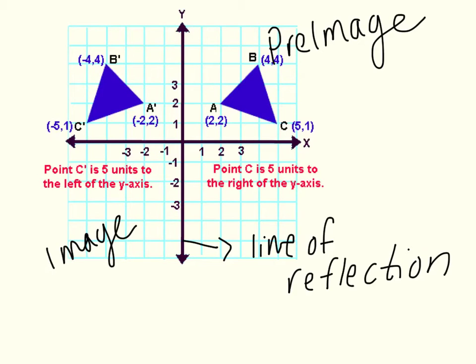Also take note that if we're starting at the pre-image, A is 1, 2, 2 spaces in, and then A prime, 1, 2, is also 2 spaces in. B prime and B, 1, 2, 3, 4, 1, 2, 3, 4. So this is an accurate reflection, and also note that our x coordinates went from positive to negative, the exact opposite of the first example.